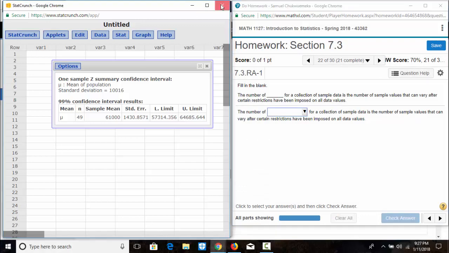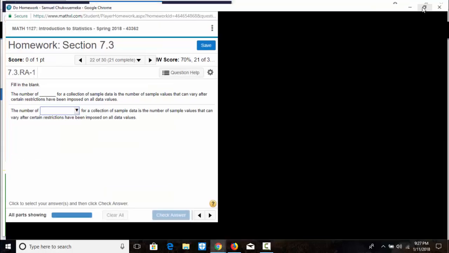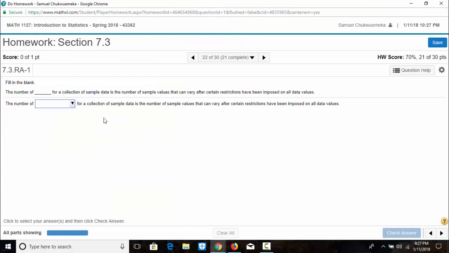Okay. Let's now finish the rest. Question 22. The number of dash for a collection of sample data is the number of sample values that can vary after certain restrictions have been imposed on all data values. This is degrees of freedom. Degrees of freedom.